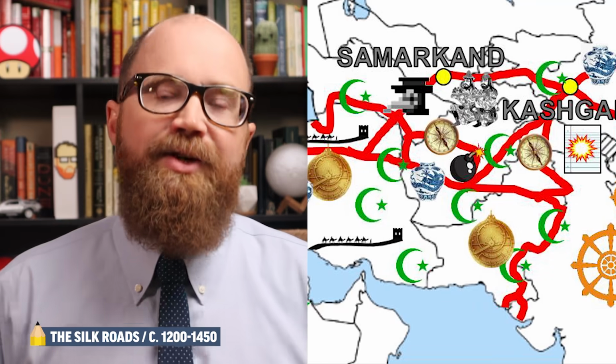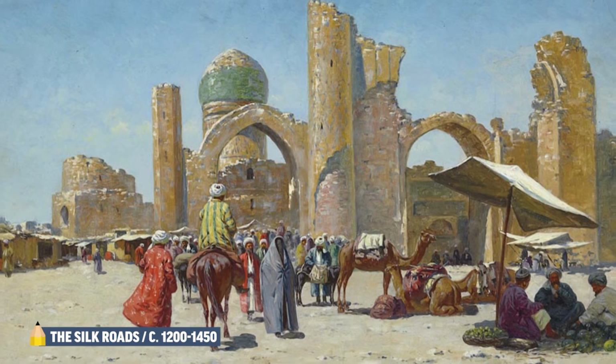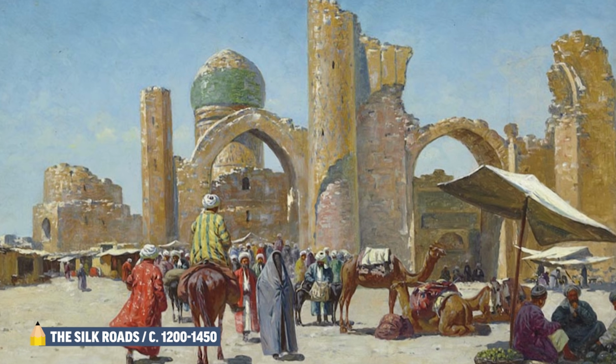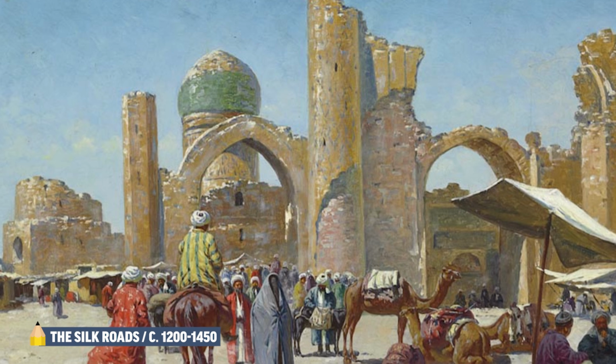But when you look at any map of the Silk Roads, you're going to start to see little dots pop up along the way. These are trade cities. These cities are located all along the Silk Roads, where trade in places like caravanserais are the most beneficial.